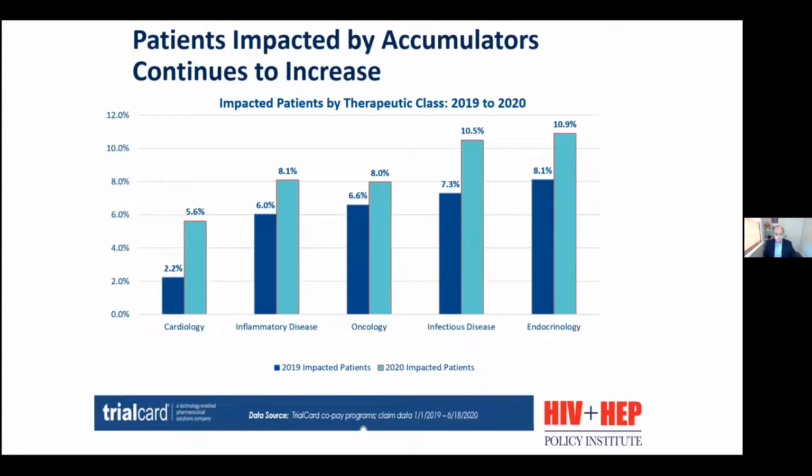But you could see the different types of disease groups that are impacted by them: cardiology, inflammatory disease, oncology, infectious diseases, which I focus on, and then endocrinology. But you can see how, look at infectious diseases, up to, this is just their patients, over 10% in 2020 were impacted by copay accumulator programs. Next slide.